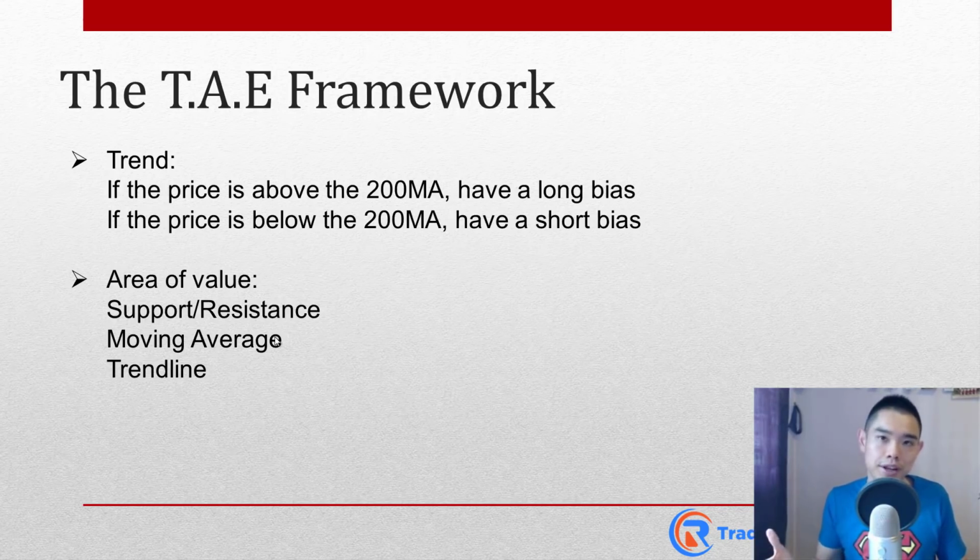And it's the same for trading. You don't want to buy just because the market is in an uptrend, just because the price is high. You want to buy when it's trading from an area of value. An area of value can be defined as support, resistance, moving average, trend line, stuff that we've covered earlier.